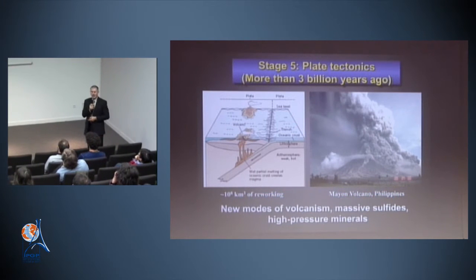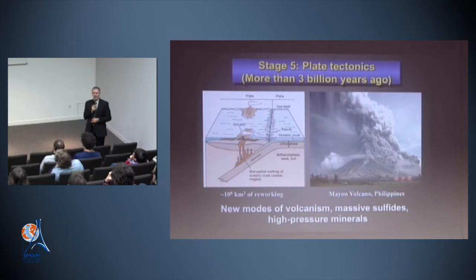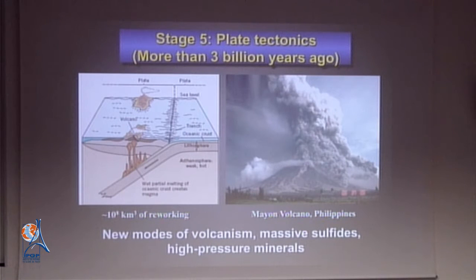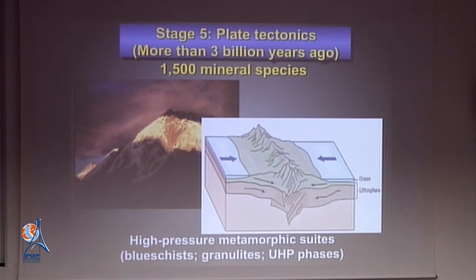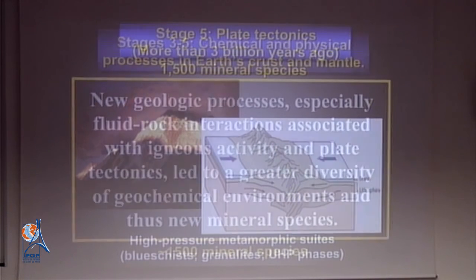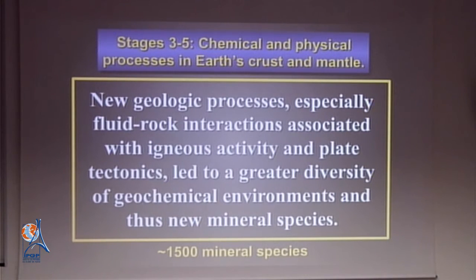Stage 5, plate tectonics, even more fluid rock interaction at huge scales. And here, because you form massive sulfide deposits, you have new modes of volcanism, you have the opportunity of bringing high-pressure metamorphic rocks to the surface. This gets you up to about 1,500 different mineral species, all through physical and chemical processes that would occur on an Earth-like planet. But as far as we can tell, 1,500 mineral species through physical and chemical means is the end point for Earth. We can find no mechanism by which purely physical and chemical processes would get you farther than this. And yet today on Earth we have more than 5,000 mineral species. So how is that possible?